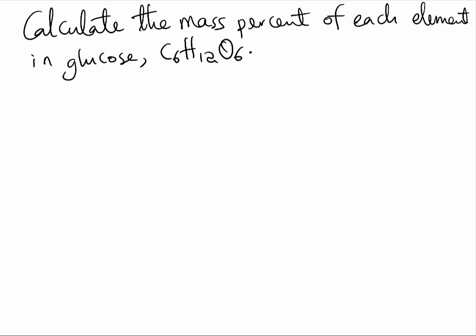Let us take a look at an example of how to calculate mass percent. Calculate the mass percent of each element in glucose, and the formula of glucose is provided. Remember, mass percent is the total mass of an element in a compound divided by the molar mass of the compound. So, our first job is to find the molar mass of glucose.